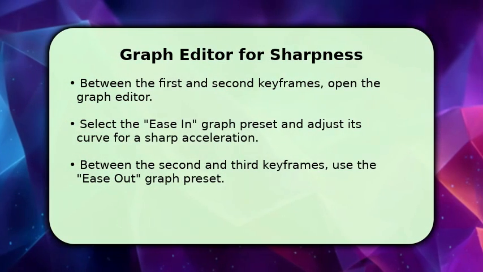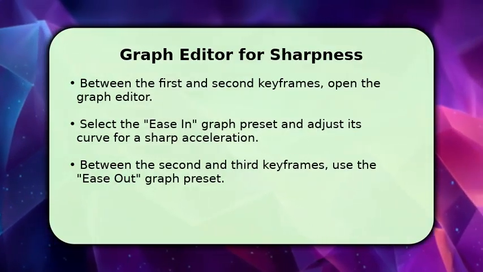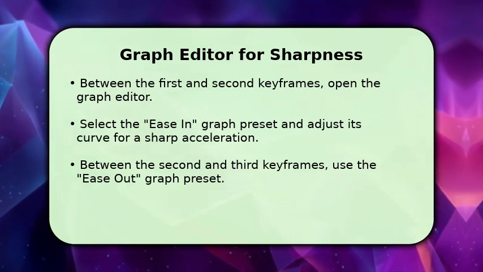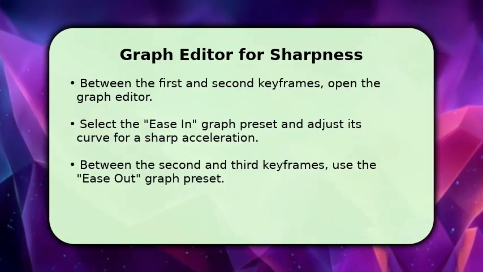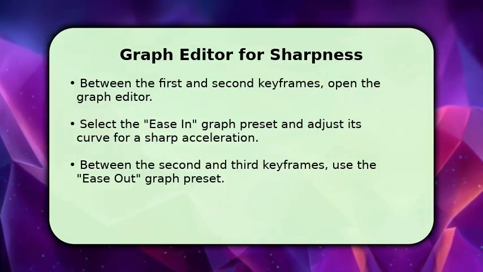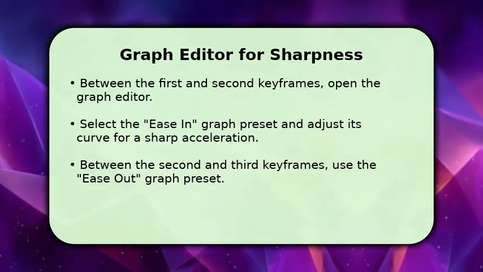To achieve that distinct hard zoom, we need to utilize the graph editor. Between your first and second keyframes, tap the graph icon. Choose an ease in curve, pulling the handles to make it very steep at the end, creating a rapid acceleration into the zoom. Then, move to the space between your second and third keyframes.